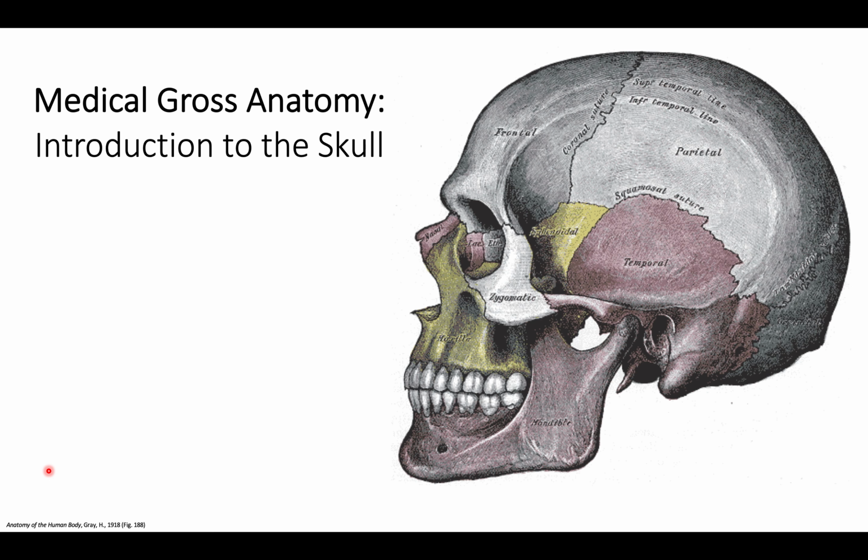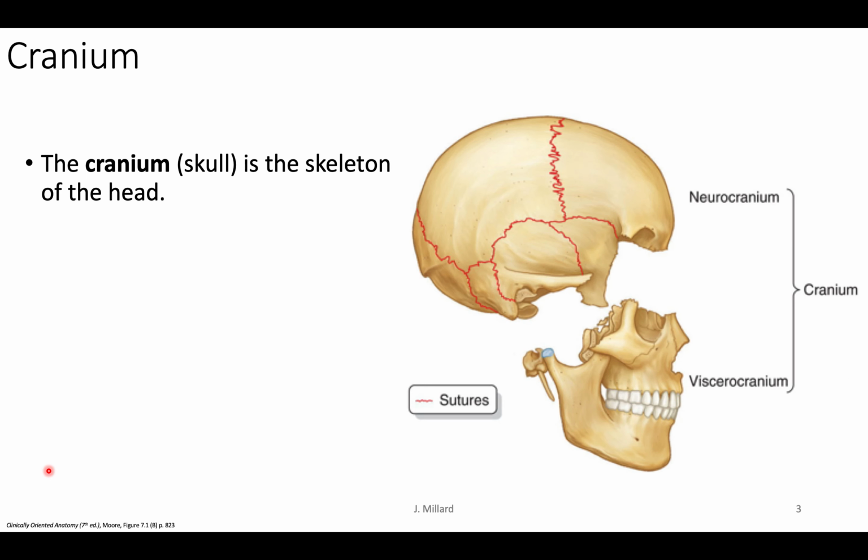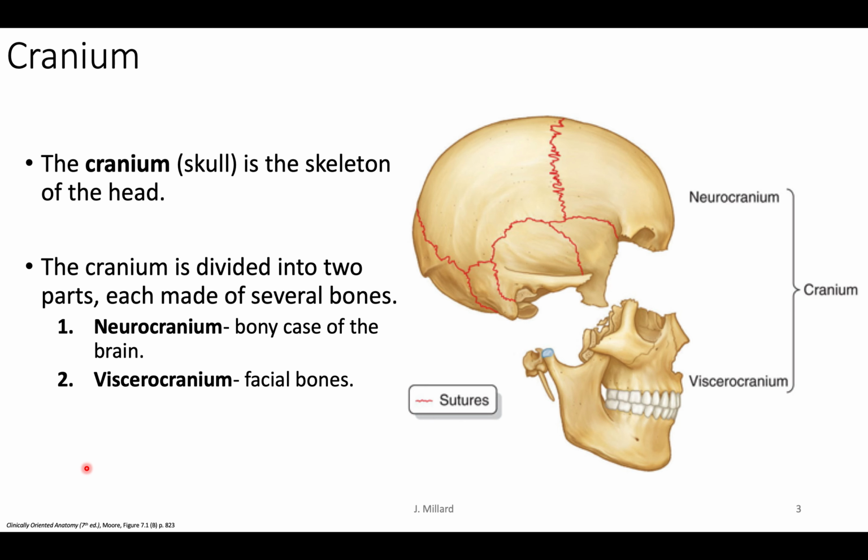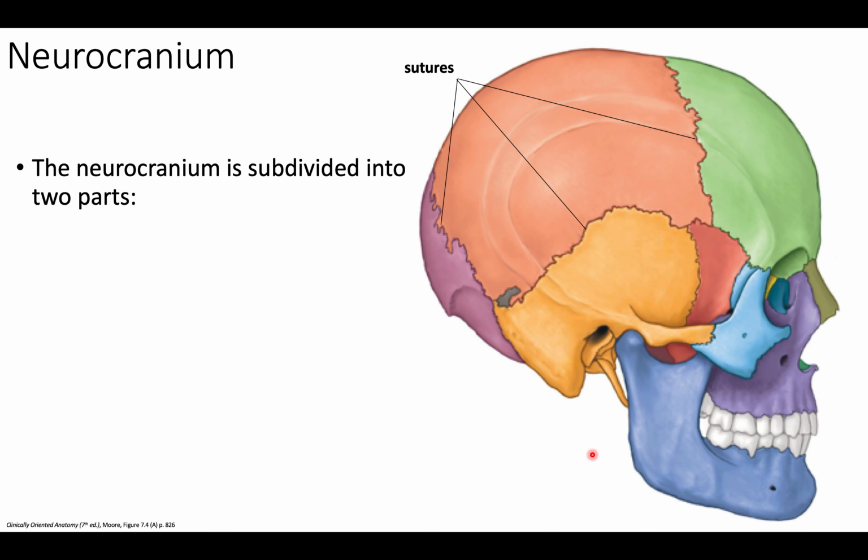Okay, so we're going to start with the skull and look at just the main features of it first. So we've got the cranium. It is the skeleton of the head. It's composed of two parts. So we've got the neurocranium and the viscerocranium. The neurocranium is the bony case of the brain, and then the viscerocranium are these facial bones.